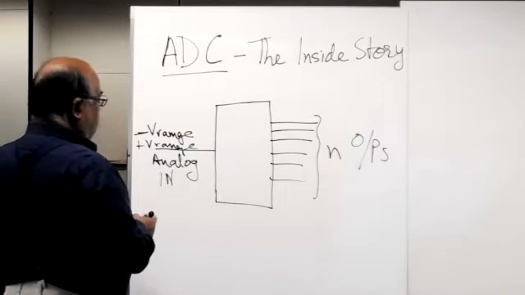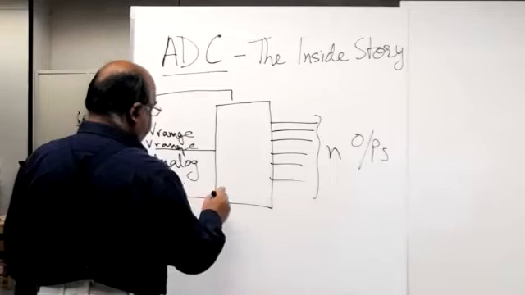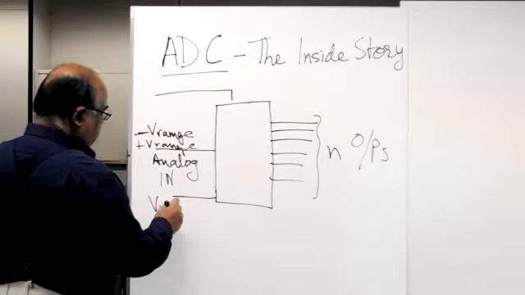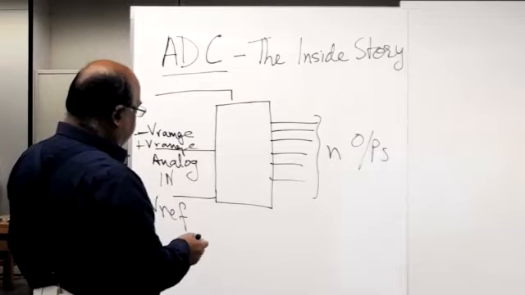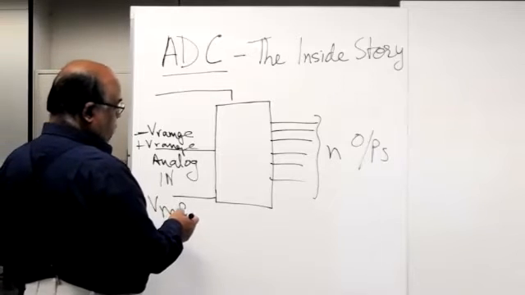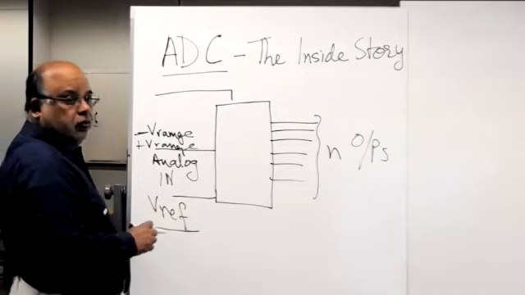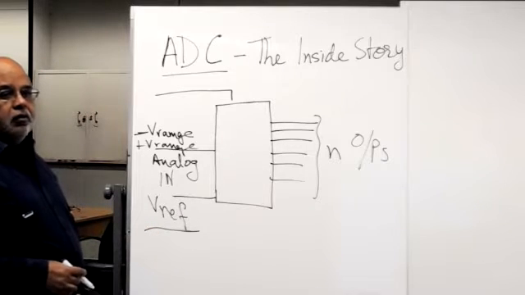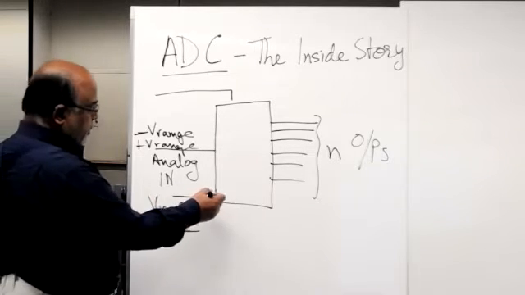Two signals we haven't talked about, and one is Vref. We know what is Vref by 2 or Vref. Vref is usually the voltage weight of the MSB. We already know that also. So Vref is the weight of the MSB. Vref we given here.